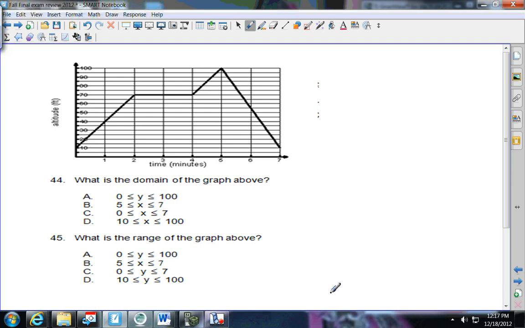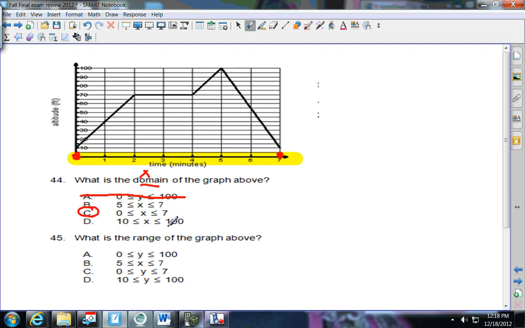Ooh, domain and range right here on this inequality part. Some of you guys are really going to mess this up. All right. Remember, domain is the x. X is down here. The first thing I always do is look and see, are there any answer choices that have y? Yes, there is A. A is not right. The other ones have x. So let's see. X starts here at 0. And what does it go all the way out to? 7. So it goes from 0 to 7. Your answer should be C.